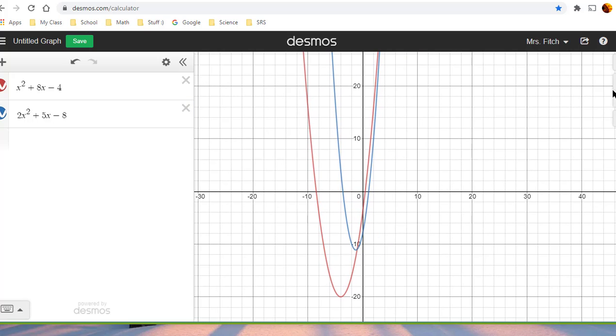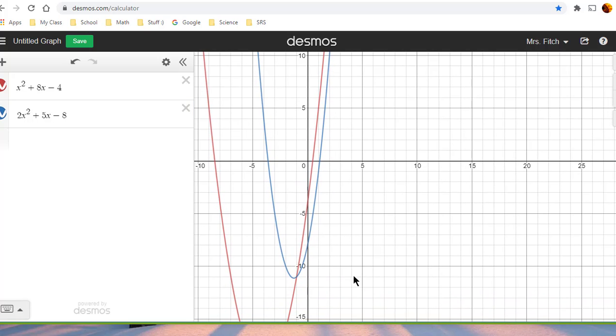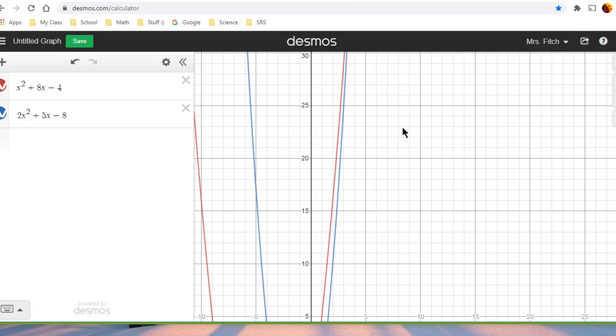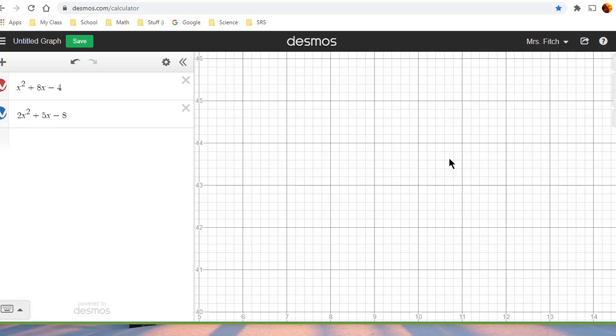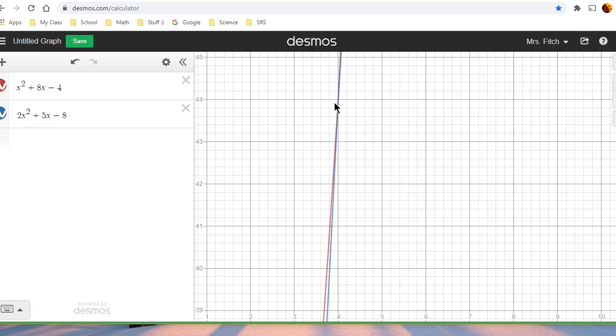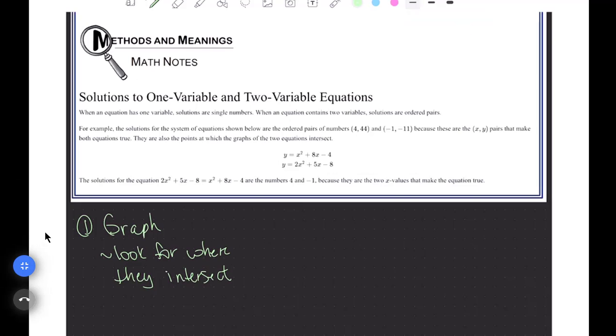Zoom in on your little guy. Where is it intersecting? It's intersecting right there at that point. So that's one way you can solve it if you wanted to use the graph.